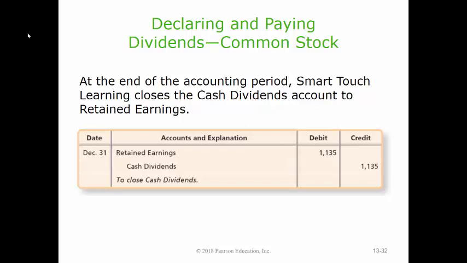Since it has a normal debit balance, you will credit cash dividends for whatever the current balance of its T account is. Well, what account do you close it to? Legal capital states that dividends have to be paid from your company's own internally generated profits, your retained earnings. So when you close your cash dividends account, you close it to retained earnings. And the entry to close cash dividends is always the same. It is a debit to retained earnings and a credit to cash dividends for the amount of dividends that you declared during the period. In this case, that would be $1,135.